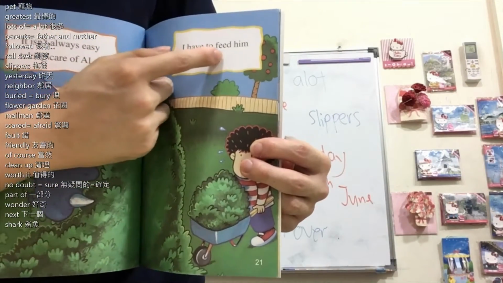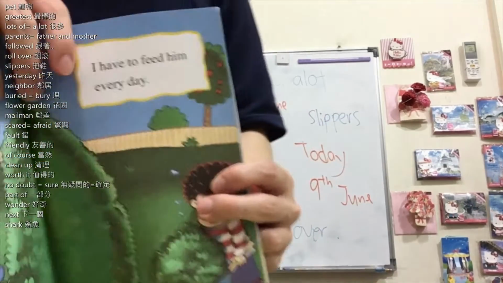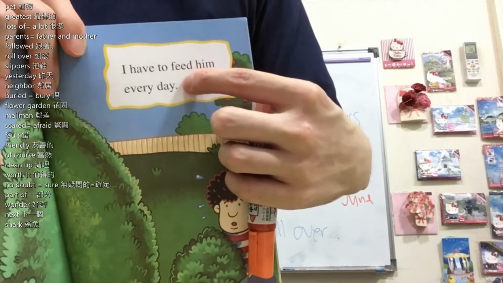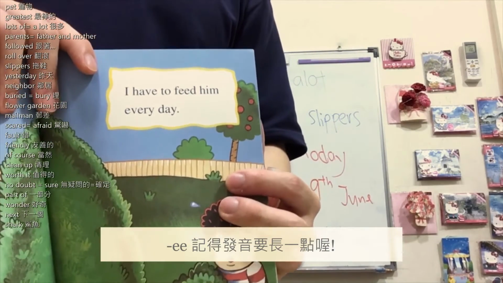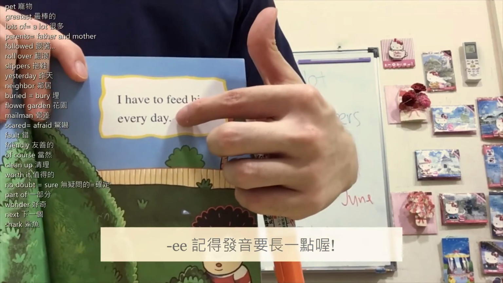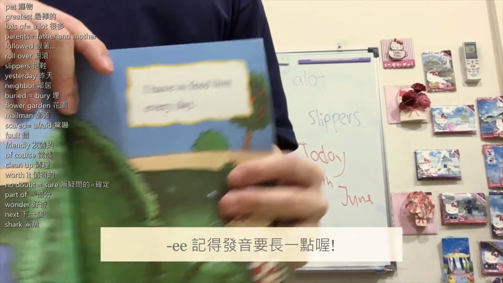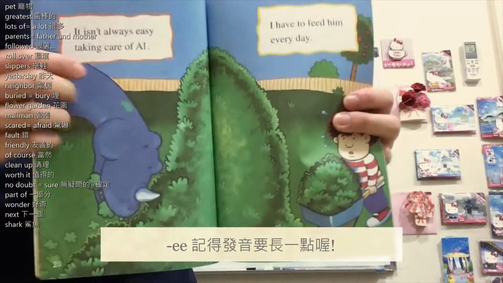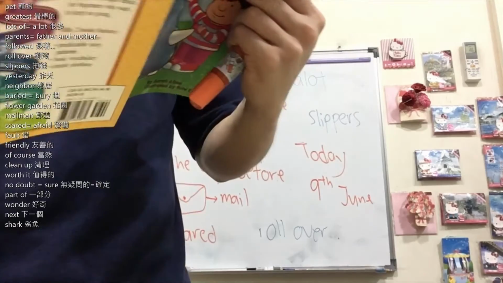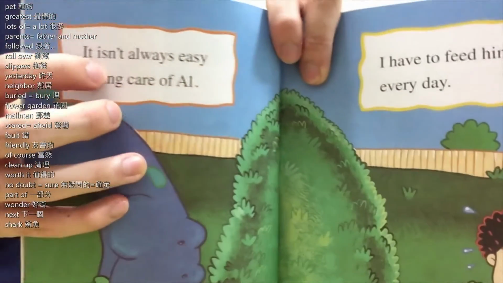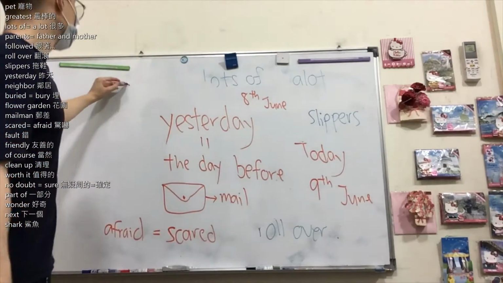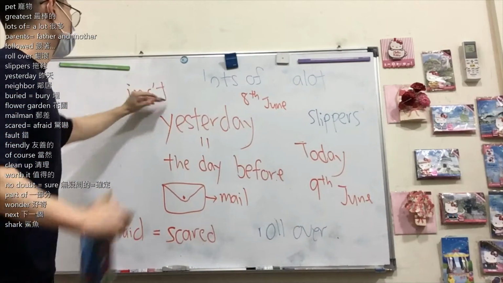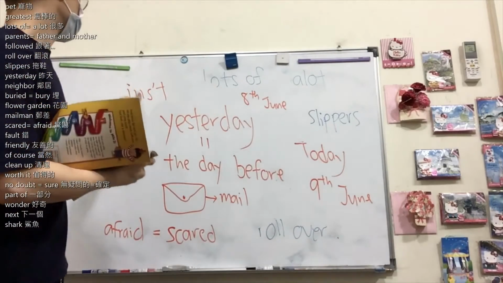So it isn't always easy taking care of A1, right? I have to feed him every day, alright? Look at the word feed. We have a double E here, okay? So we need to drag the word. So it is feed, okay? Feed, double E, alright? So the dinosaur eats a lot because it is big. Alright, so we also have a word isn't here. I-S-N apostrophe T, okay? Isn't.